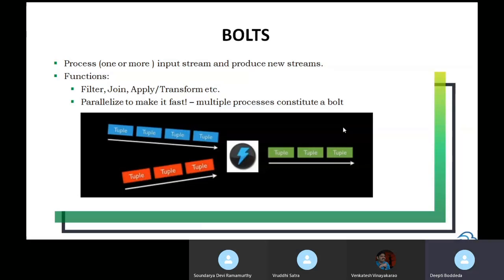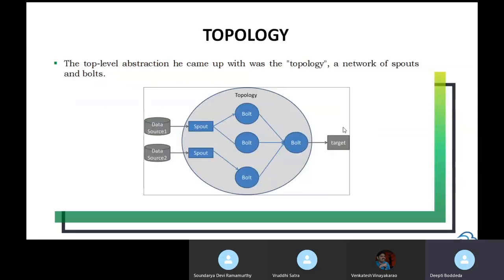And you can see here, in Hadoop the program goes to the data and the processing is done. But here, the data goes to the program and the processing is done. So that is the difference. Then the network of spouts and bolts is called the topology. And Soundarya will discuss more about topology and grouping.